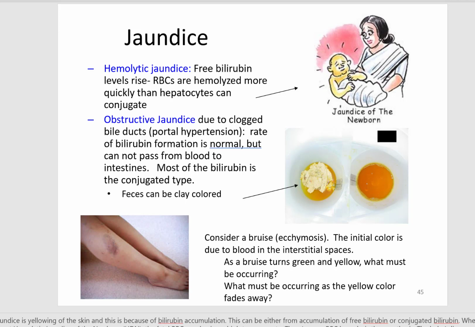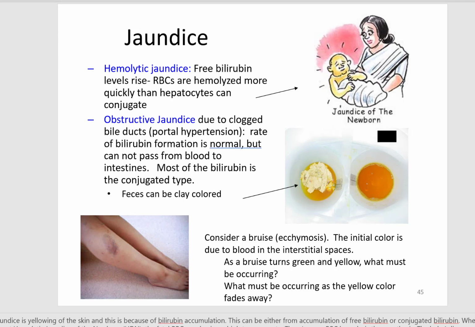What are the different populations that could have jaundice? A common population for jaundice would be newborn babies. We call this jaundice of the newborn. Jaundice of the newborn is a problem with hemolytic jaundice.